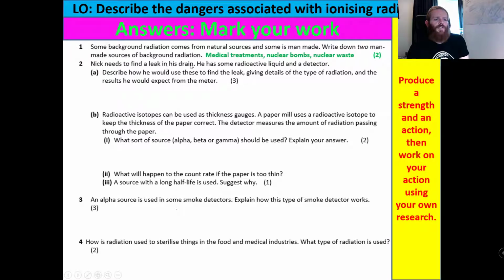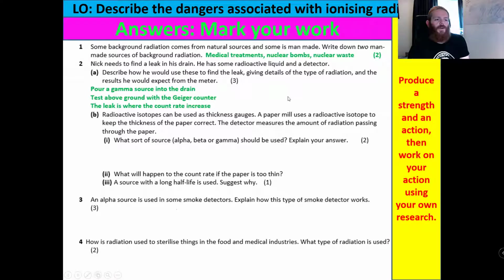Nick needs to find a leak in his drain. He's got some radioactive liquid and a detector. Describe how he would use these to find a leak, giving details of the type of radiation and the results he would expect from the meter. So this requires a bit of thinking outside the box really, but if you've got these 3 points or something thereabouts, you'll have got this right. So you pour a gamma source into the drain, pour something in there that gives out gamma radiation I should say.